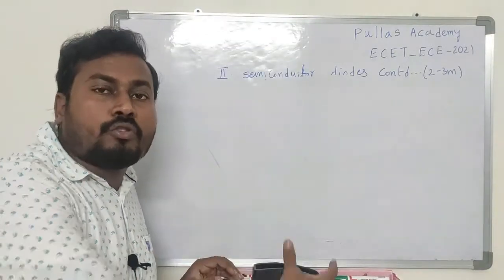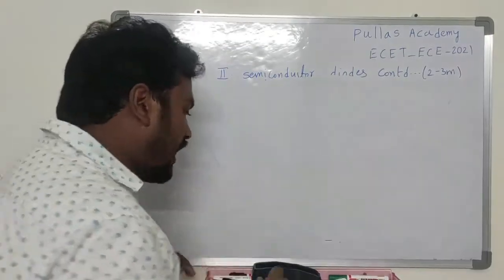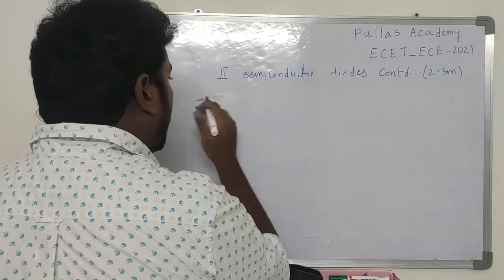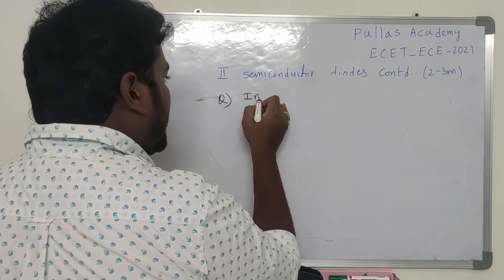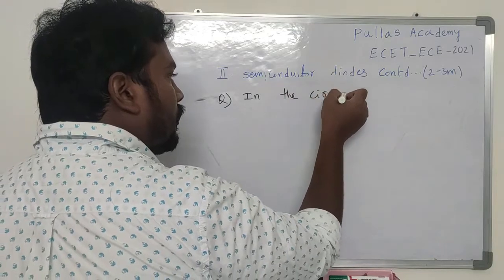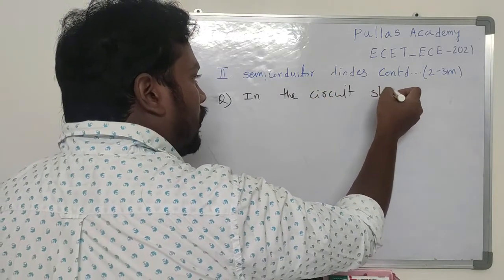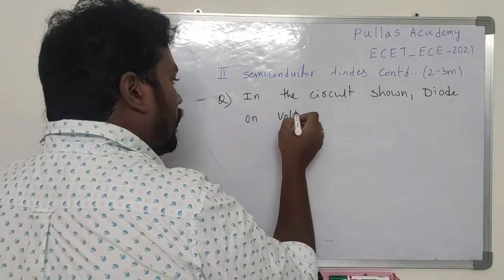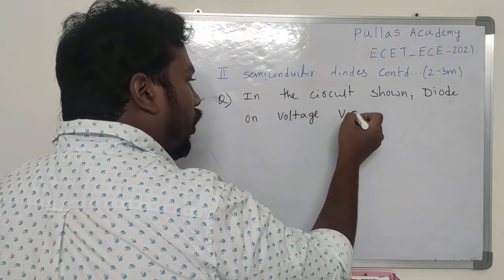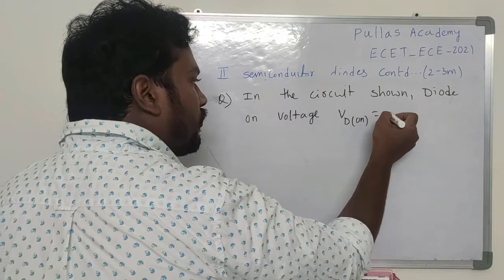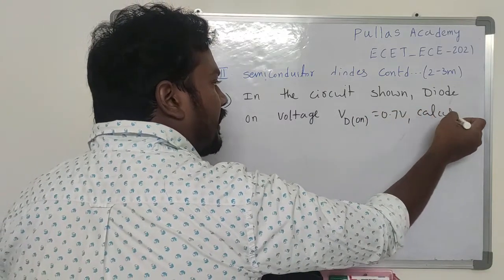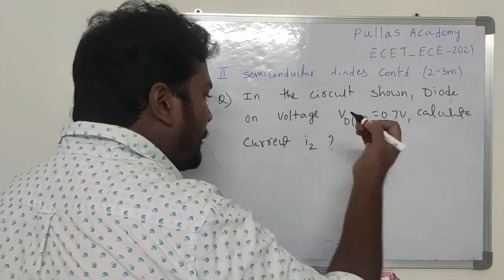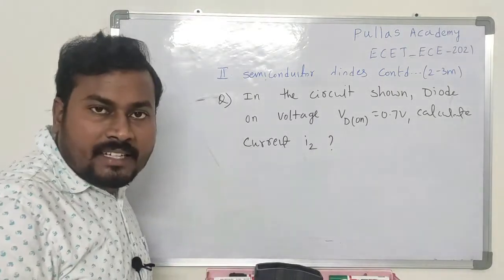Okay, so let me also solve one more question for you on diode circuits. In the circuit shown, diode on voltage VD on is equal to 0.7 volts. Calculate the current I2. Okay, so this is what he is asking.